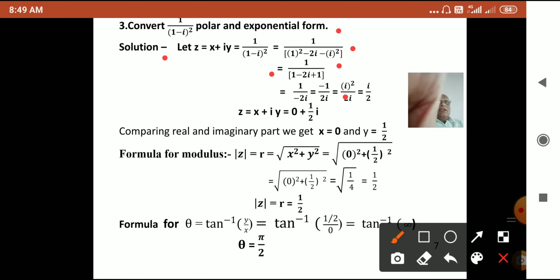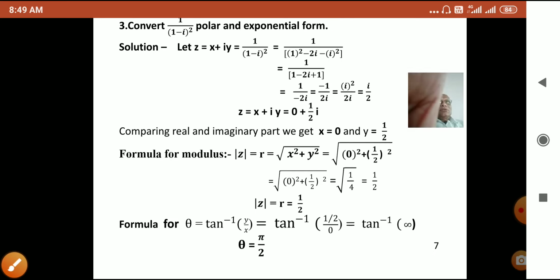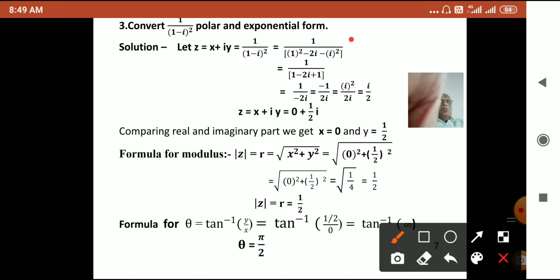So comparing with x plus iy, we get 0 plus 1 half i. Now in this equation we only correct this, it must be plus i square. So finally we get z equal to x plus iy, which is equal to 0 plus 1 half i. Means here we get the value of x and the value of y. So once we get the value of x and value of y, we can find r and theta, that is modulus and argument.